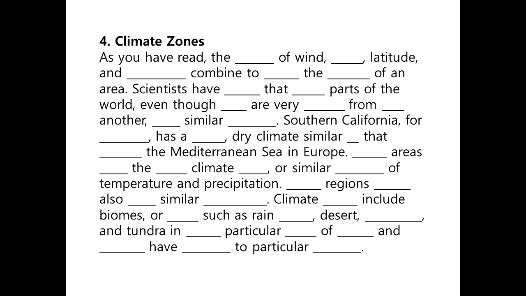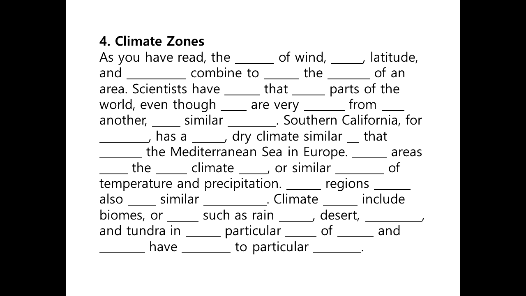Climate zones. As you have read, the effects of wind, water, latitude, and landforms combine to shape the climate of an area. Scientists have found that many parts of the world, even though they are very distant from one another, have similar climates. Southern California, for instance, has a warm, dry climate similar to that around the Mediterranean Sea in Europe. These areas have the same climate zone or similar patterns of temperature and precipitation. These regions would also have similar vegetation.